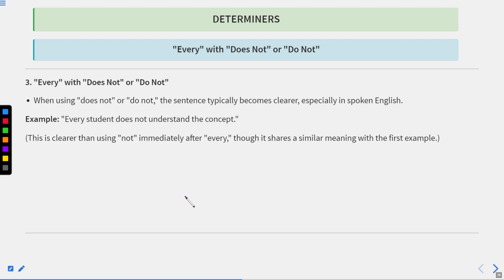Every with does not or do not. When using does not or do not, the sentence typically becomes clearer, especially in spoken English. Example: every student does not understand the concept. This is clearer than using not immediately after every, though it shares a similar meaning with the first example.